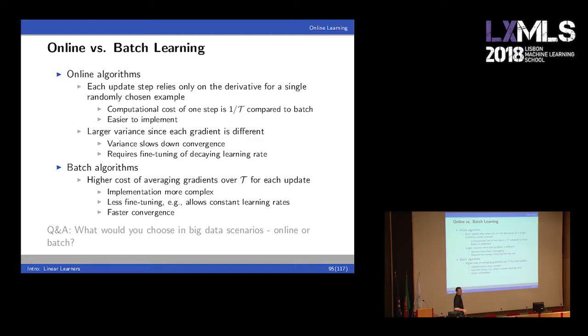For batch algorithms, you can show theoretically that with a constant learning rate, even a large constant learning rate, you will converge. But that's just theory. What people do is use stochastic online learning algorithms with large constant learning rates, and it still works. Okay, but question: what would you do in big data scenarios? Would you do batch learning because of faster convergence, or would you rather do online learning? Why?